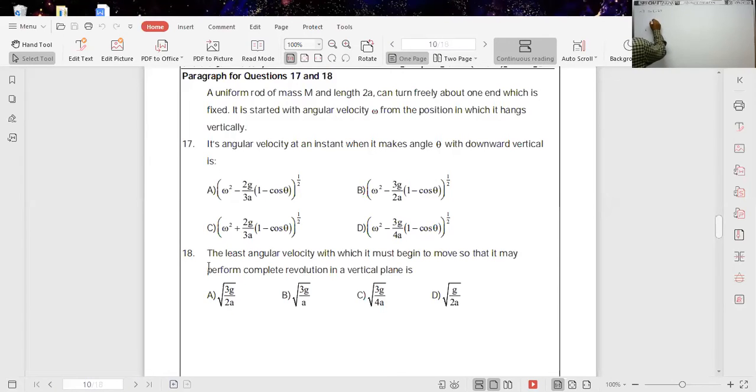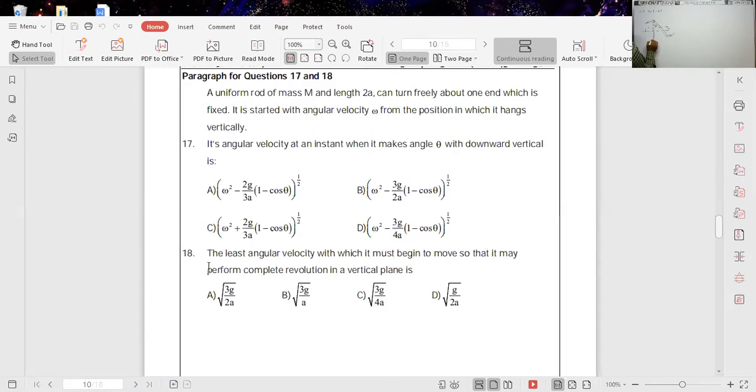Whenever this rod is given angular velocity omega, it turns like this, and whenever it makes an angle theta with the vertical, what is the angular velocity? The initial angular velocity omega is given, and the final angular velocity is asked when it makes an angle theta with the vertical. Initially, when the rod is vertical, the central mass lies here. Whenever the rod is inclined, the central mass lies here. The central mass rises to a certain height, that's why the rod gains potential energy.